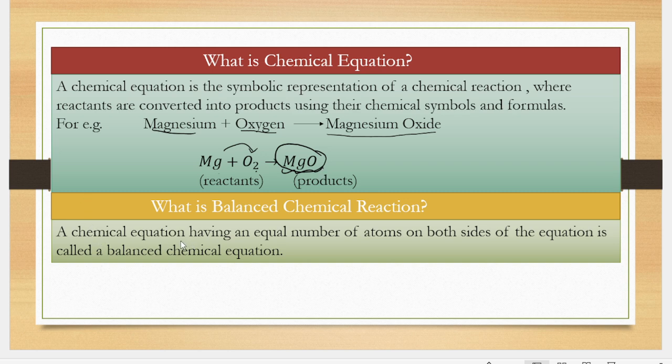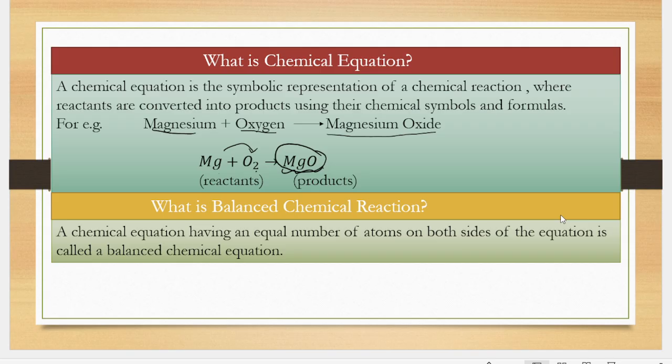What is a balanced chemical equation? A chemical equation having an equal number of atoms on both sides of the equation is called a balanced chemical equation. That means the numbers of atoms of each element on both sides should be equal. On the left hand side and the right hand side, on the reactant side and the product side, the numbers of atoms should be equal.